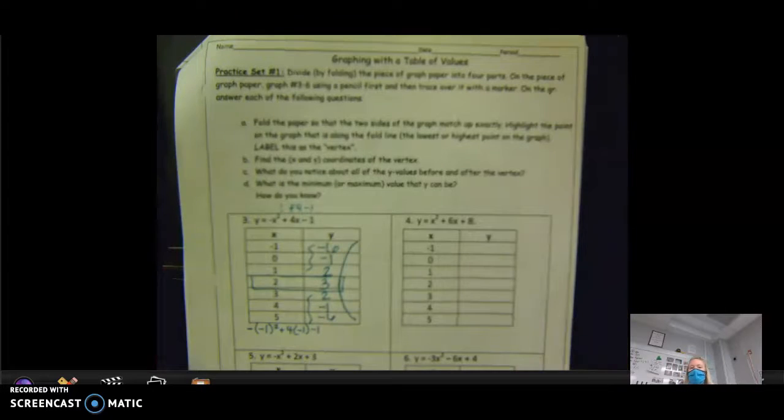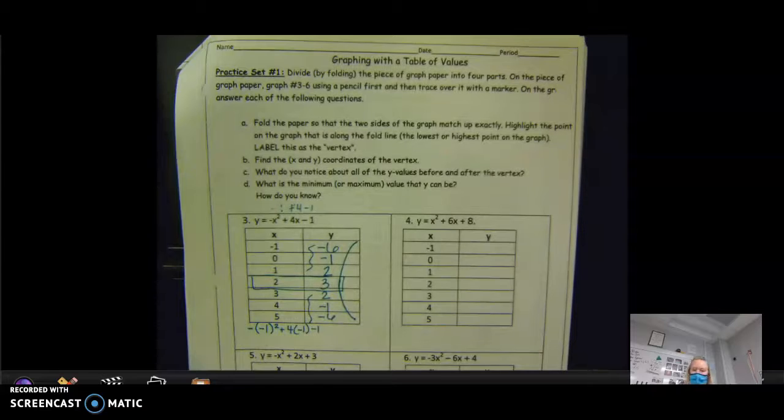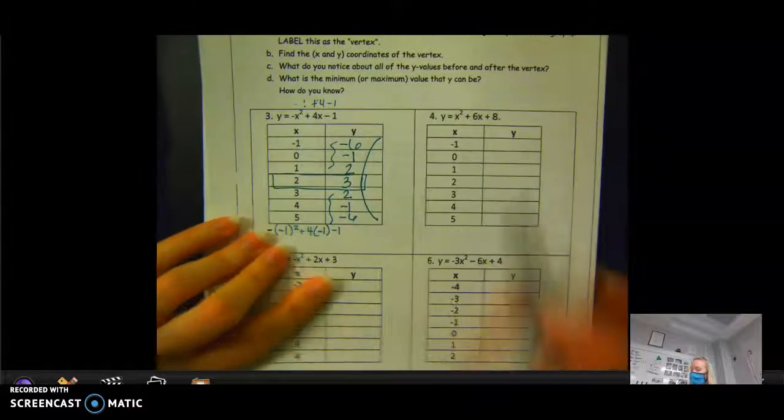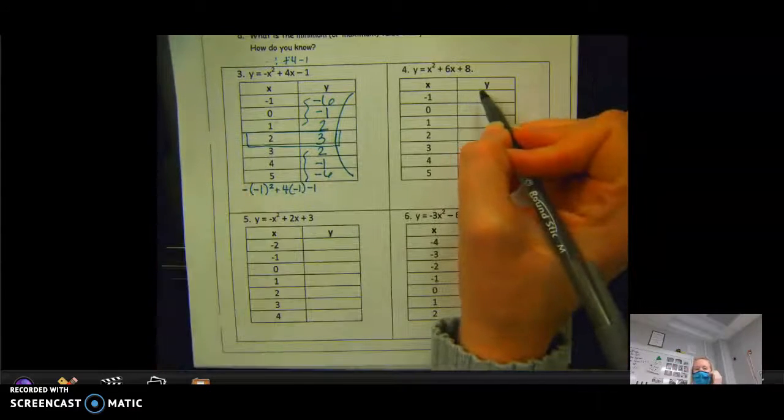Okay, guys, so we are on this page in your note packet, graphing with a table of values. We did number 3 together yesterday, number 4 you were supposed to do, and then pack up yesterday, and right now you should have completed number 5. So let's go back up to number 4.